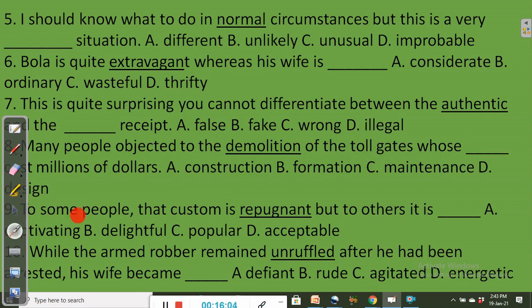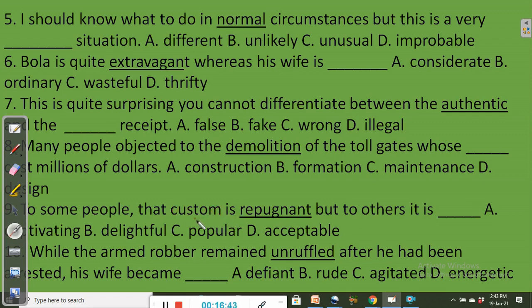Question number 9. To some people, that custom is repugnant, but to others, it is dash. When something is repugnant, it means that it is abhorring, it is repulsive, it is unpleasant, right? Depending on the context. But the truth is that it's really not desirable, it's not acceptable. All right, so, but here we are looking at a word that describes custom.